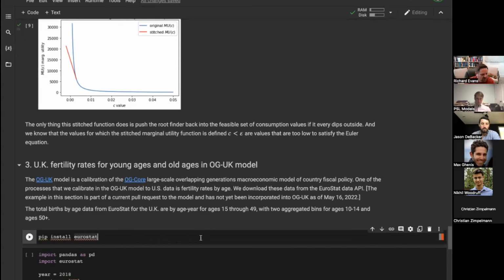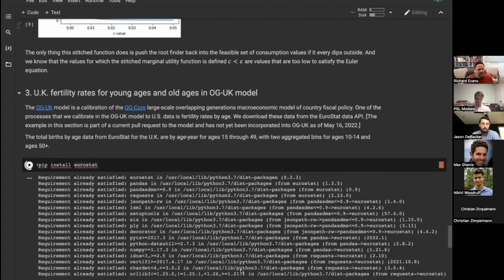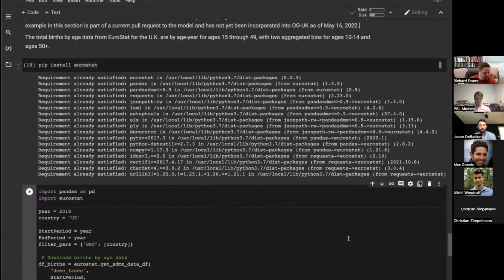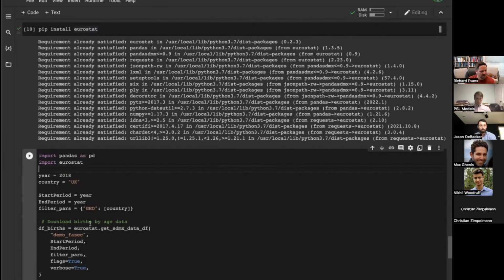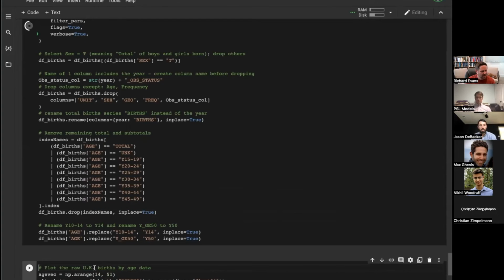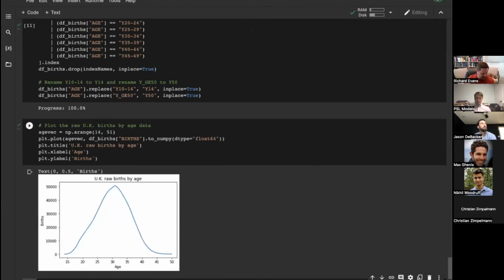So I'm just going to install this Eurostat Python package because we're going to be taking these data from the Eurostat organization and their API. Okay, so that's loaded. Now I can import. I'm going to import the Eurostat package and use pandas, and I'm going to import births by age, downloading those directly from the Eurostat API. Okay, now it's downloaded the births data. So if I plot the births data, this is births by age.